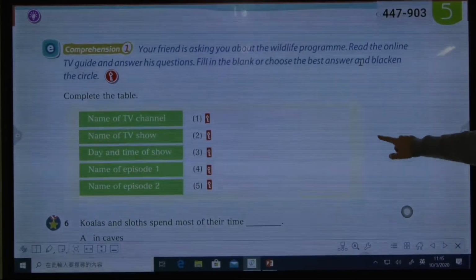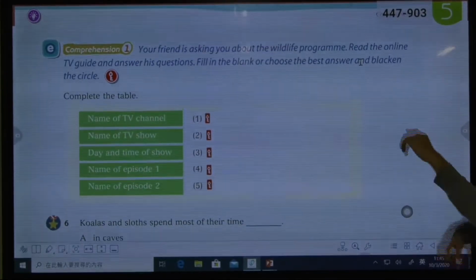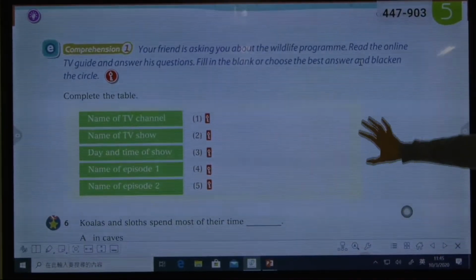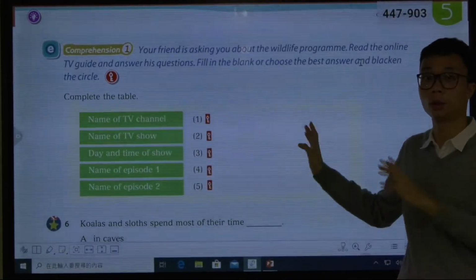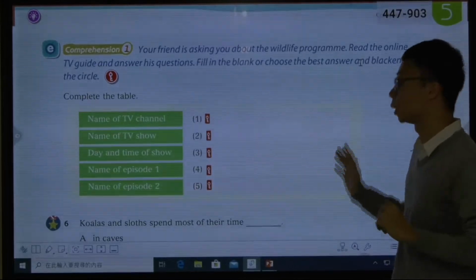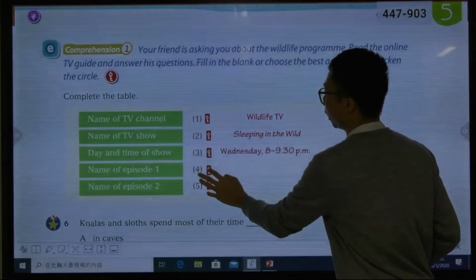So this one, the name of the TV channel, is right on the corner of your reading. All these five are pretty self-explanatory, 佢哋都好明顯嘅. So I'm not trying to explain this one. I'll just show you all the answers for this one. You can easily find it.